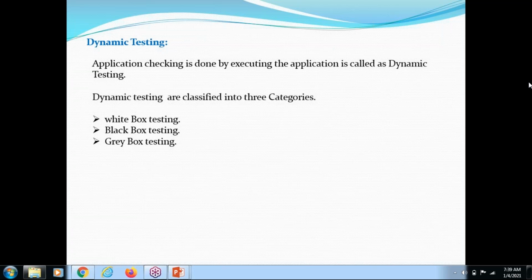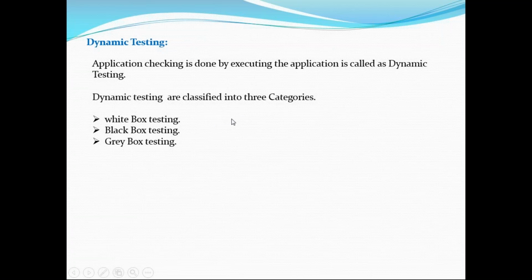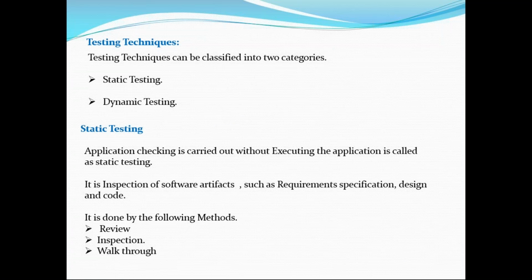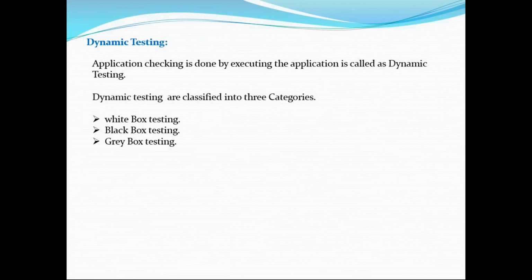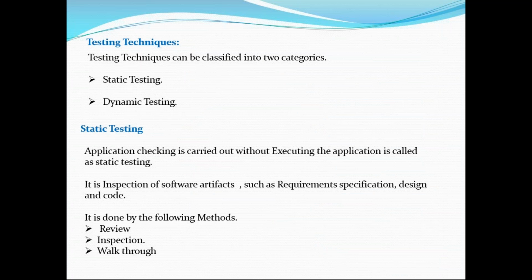So white box testing, we know, right? It's done by the developers. And dynamic testing, what is dynamic testing? We can say with execution. Can you give me examples of dynamic testing? Yes, white box, black box and gray box. This kind of testing we call dynamic testing. So there are two types of testing: one is static testing, another is dynamic testing. This is all very, very important.